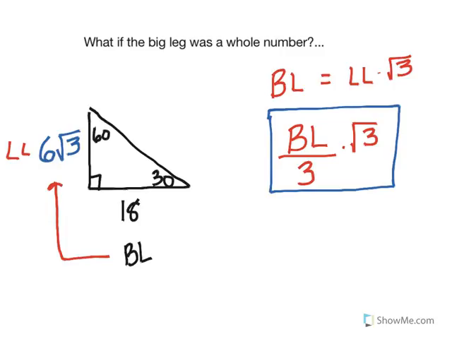So how would I get to the hypo? How would I double the little leg to get to the hypo? Well, it's 6 radical 3 times 2. That's how you get to the hypo. And so now it's 6 times 2, and we don't touch the radical 3. We multiply the two whole numbers and leave the radical 3 in the back. So let's see two more examples like that.